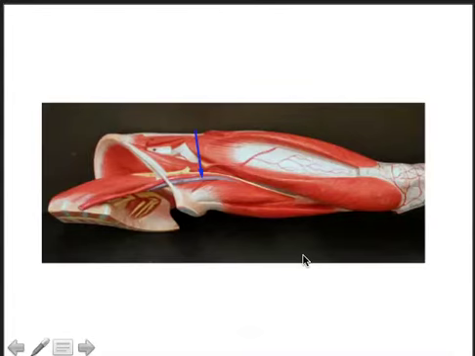Okay, this is the anterior part of the leg, and what you're looking at here is the femoral vein. This is the femoral vein, and its tributary is the popliteal vein. As this vein runs deep into here, it's going to shoot behind the knee, at which point it will be the popliteal vein.